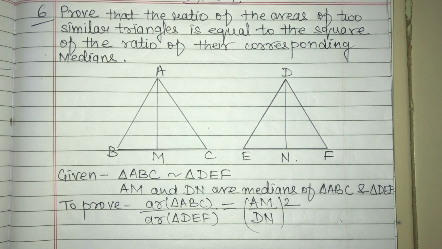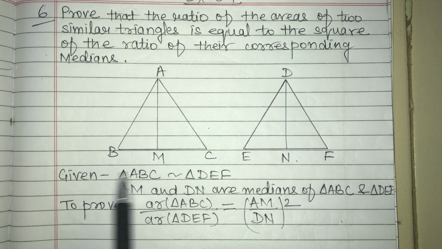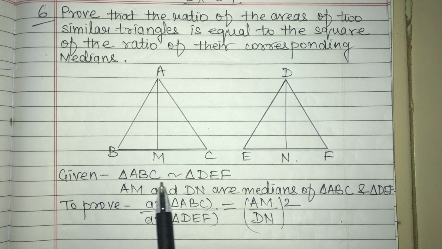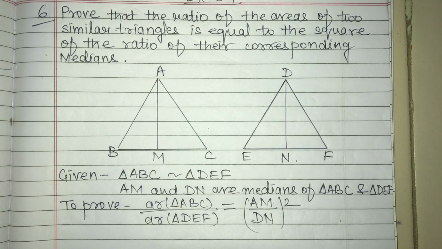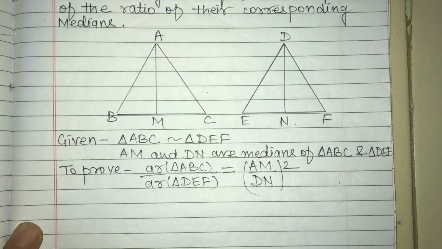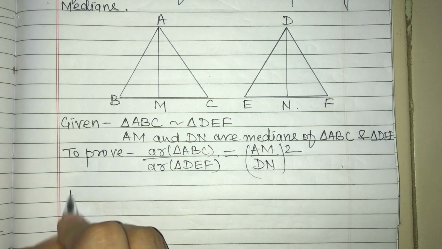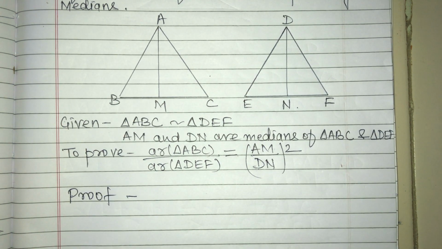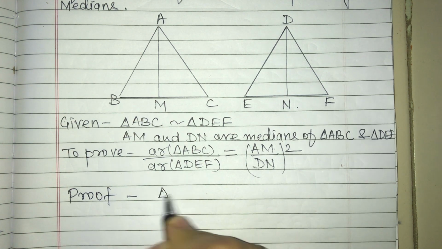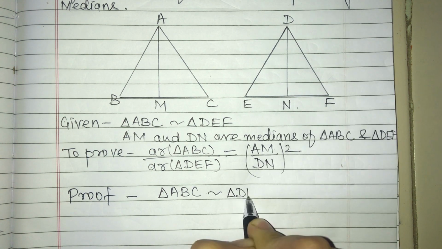So let's start. First of all, just write what is already given in the question. We are given that triangle ABC and triangle DEF are similar, and AM and DN are the medians of triangles ABC and DEF respectively. To prove this, we know that triangle ABC is similar to triangle DEF.